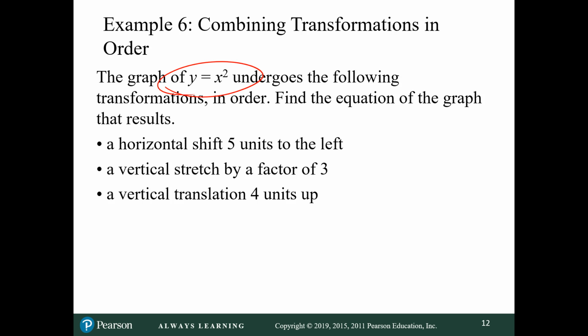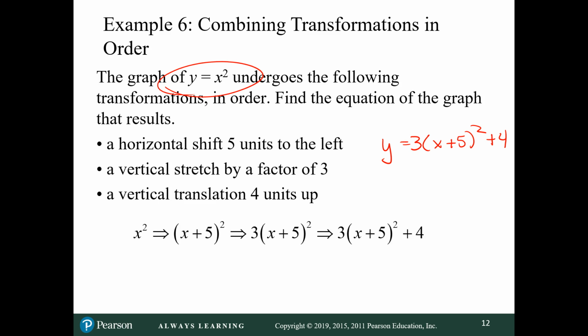So let's look at y equals x squared. If we're making a horizontal shift 5 units to the left, it happens inside the parentheses. A vertical stretch by a factor of 3 happens on the outside of the parentheses. And translation 4 up happens outside the parentheses. So that's what it should be.